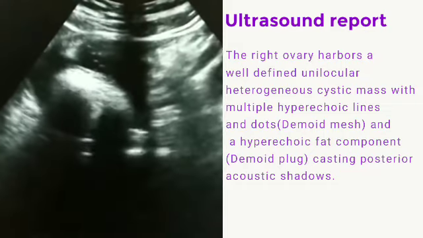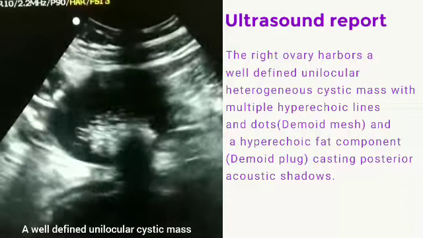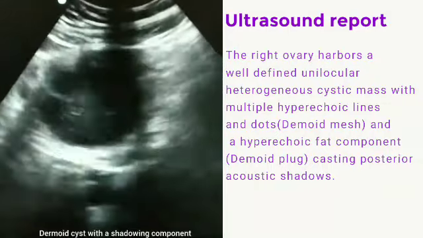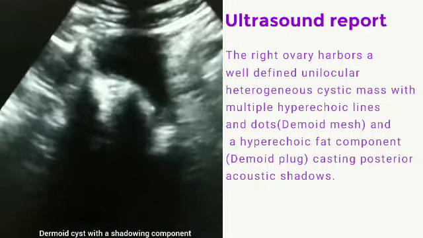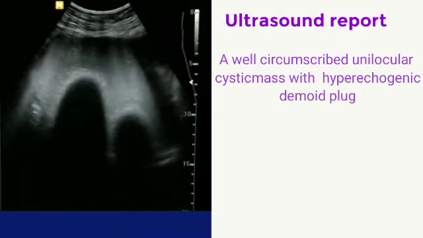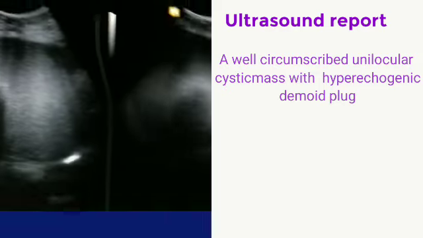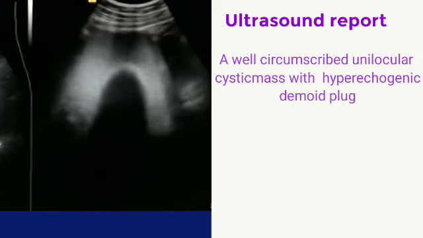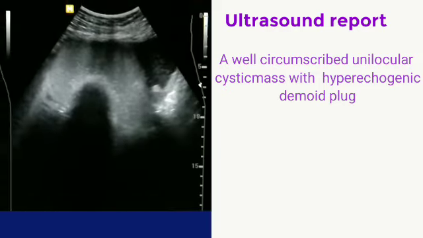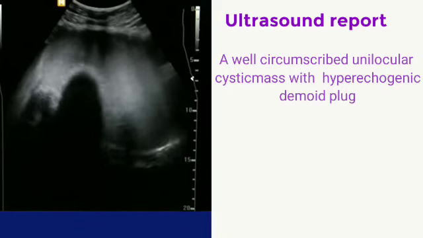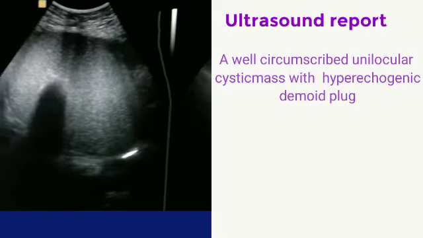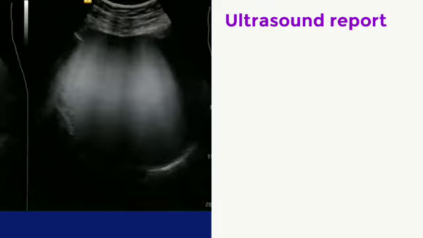Okay, this is another cyst, a well-defined unilocular cystic mass with a fat component casting posterior acoustic shadow. This is another mass, a well-circumscribed unilocular cystic mass with hyperechogenic dermoid plug casting posterior acoustic shadows.